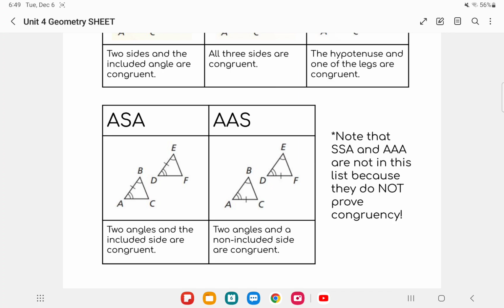And it says also, note that SSA, which could also be ASS, I just didn't want to type that out, and AAA are not in this list because they do not prove congruency.